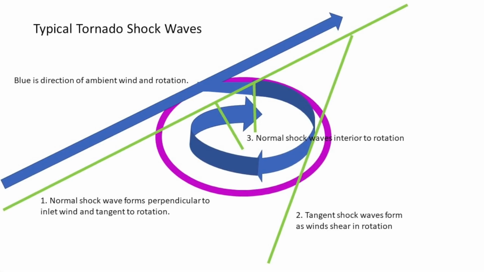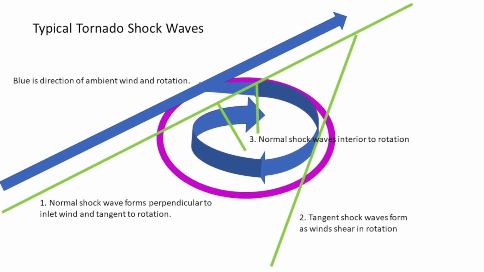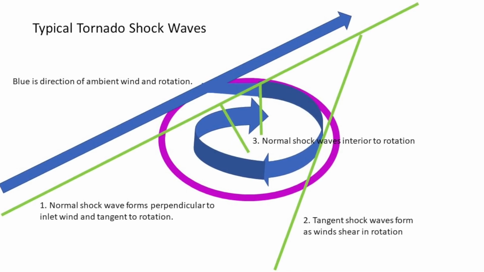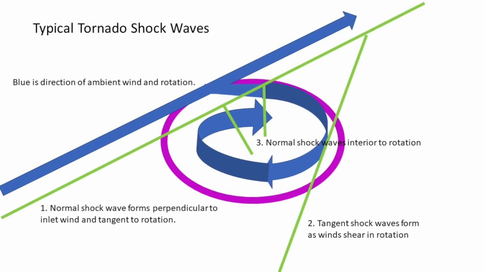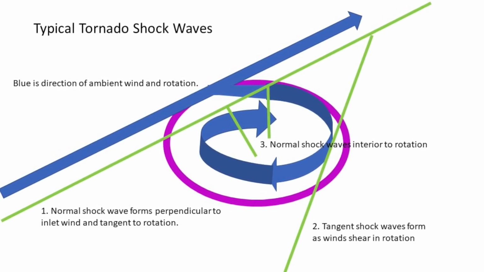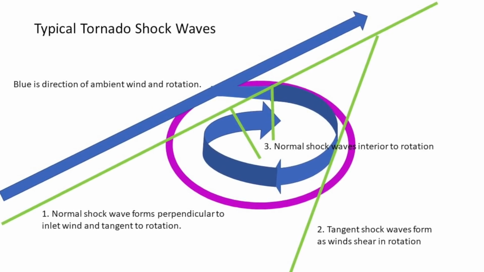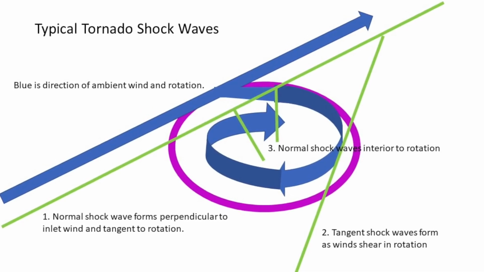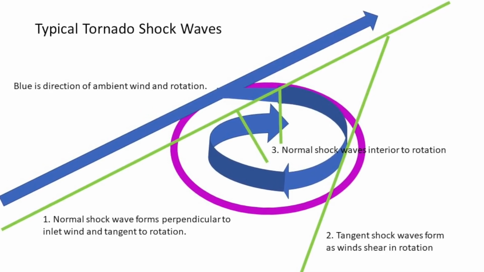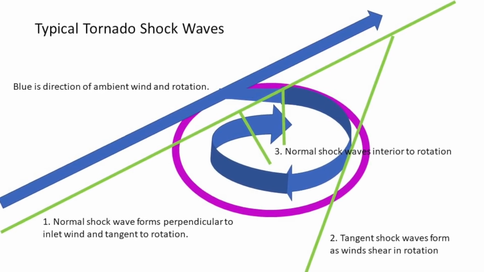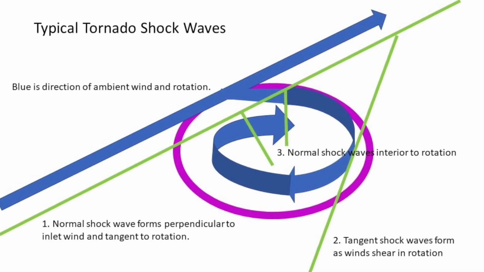If the winds also rotated at supersonic speed, additional shock waves form tangent to the rotation at points of shear between the rotating winds and ambient winds. Finally, tornadoes may form shock waves due to shearing interior to the rotation, where they curl inside the inlet zone.